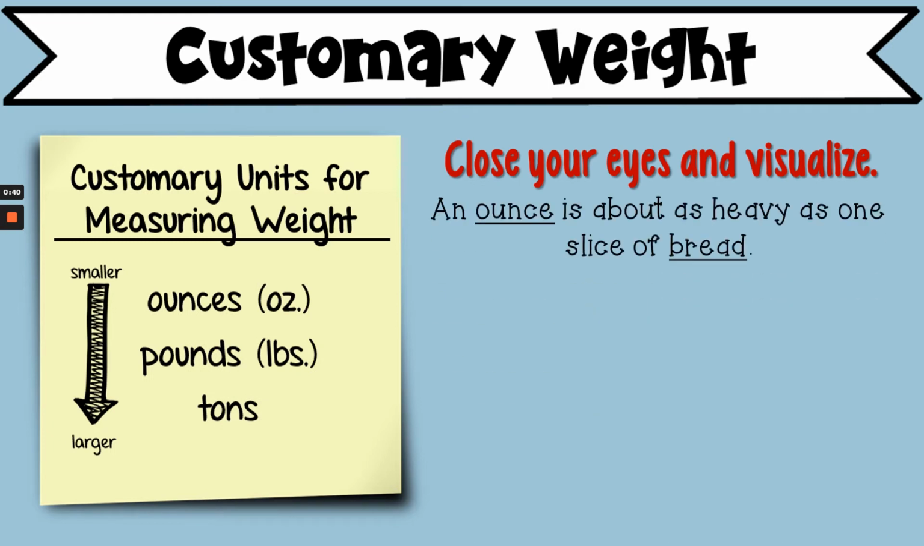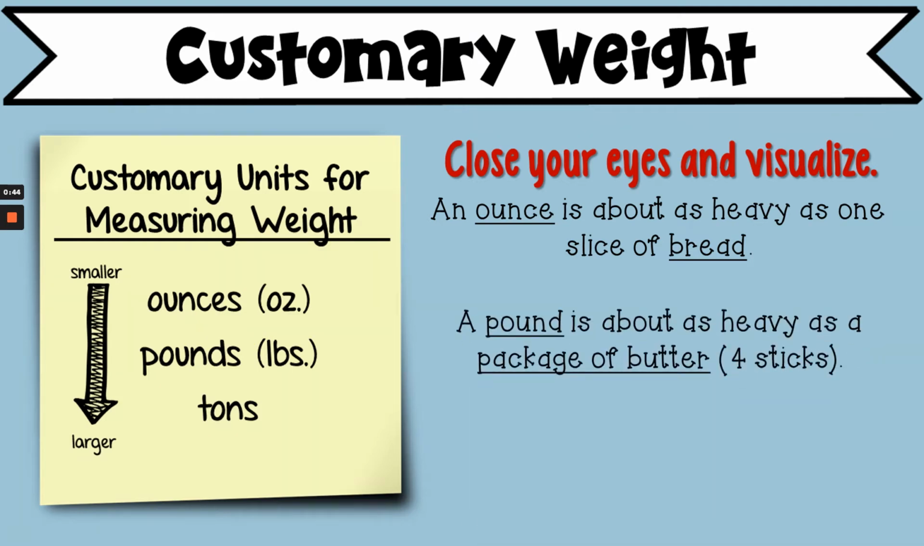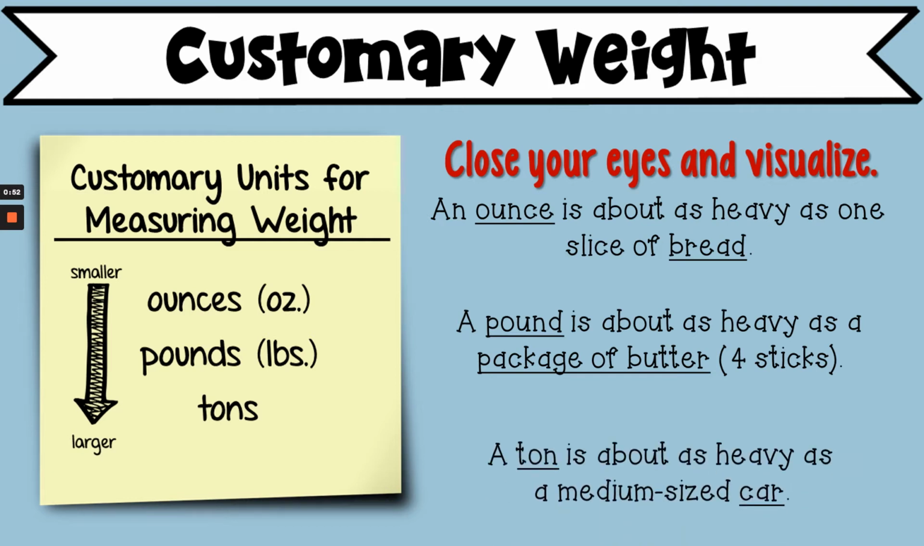For weight, an ounce is about as heavy as one slice of bread. Yep, and a pound is about as heavy as a package of butter. But remember, I also like to use a loaf of bread. And then a ton is about the size of a medium-sized car.